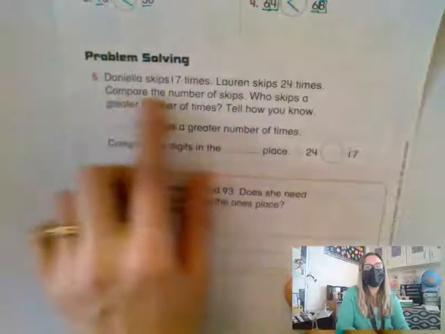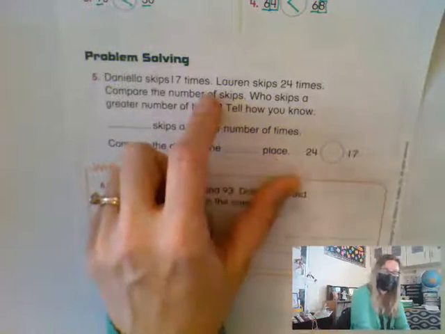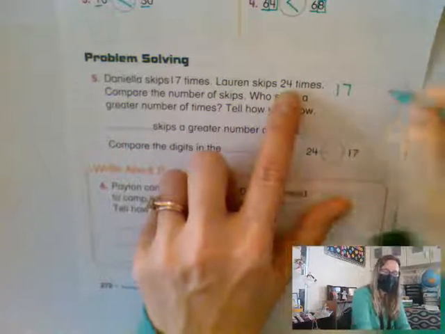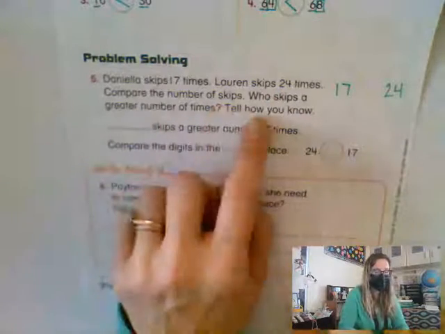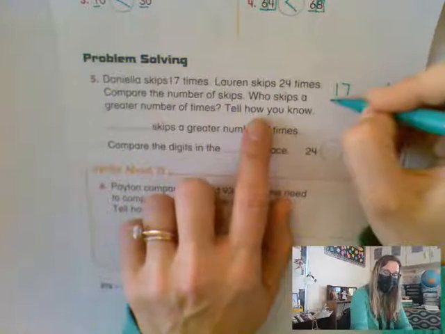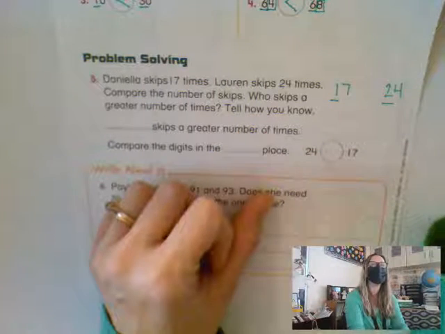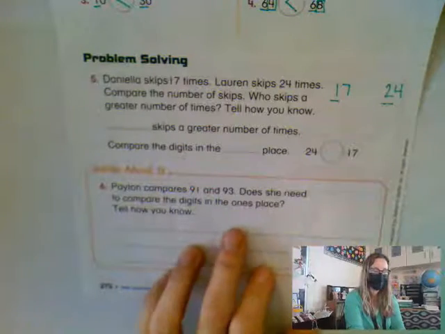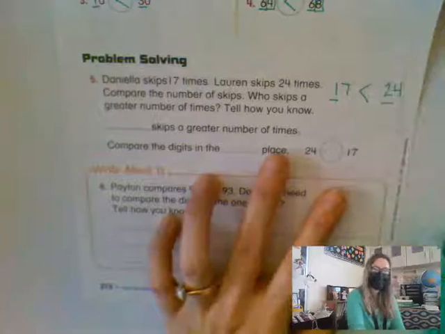Number 5 says, Daniela skips 17 times. I'm going to put my 17 here. And Lauren skips 24 times. I'm going to put a 24 here. Compare the numbers of skips. Okay, so here I have 1 10 and here I have 2 10s. So which one is greater, Austin? 1 10 or 2 10s? What's that? 2 10s. So I'm going to eat the 24.